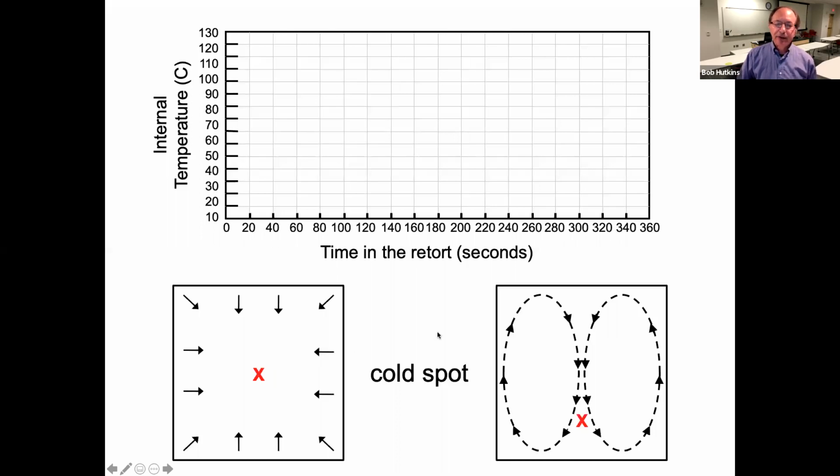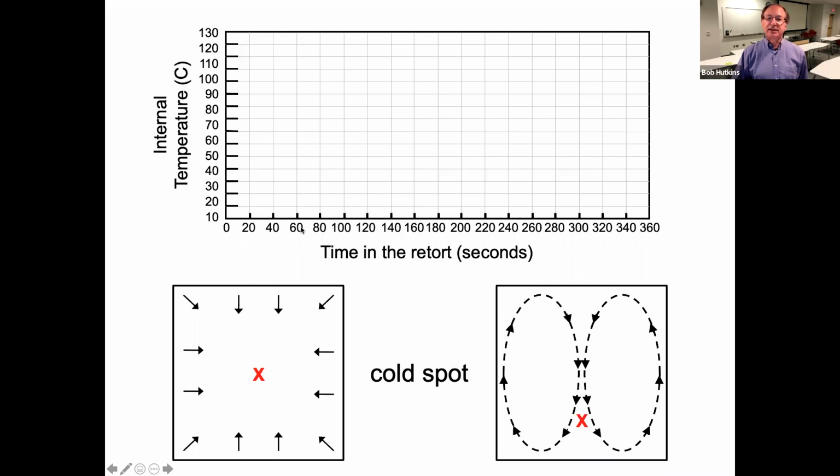I point that out because the D value and the F value are based on the time at which the cold spot reaches the target temperature. The exterior might reach that target temperature very quickly, but the clock starts, if you will, when the cold spot reaches that temperature. So we put some canned foods in a retort, and we're measuring the internal temperature, the cold spot temperature.